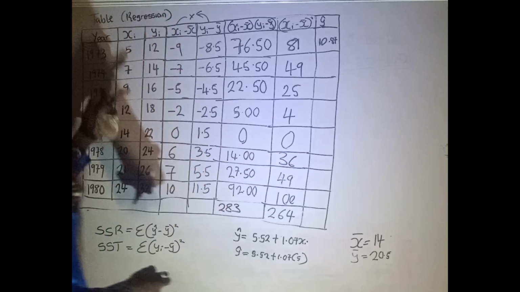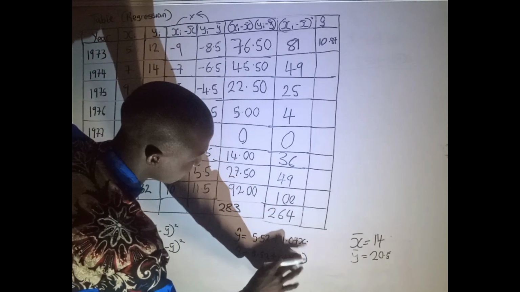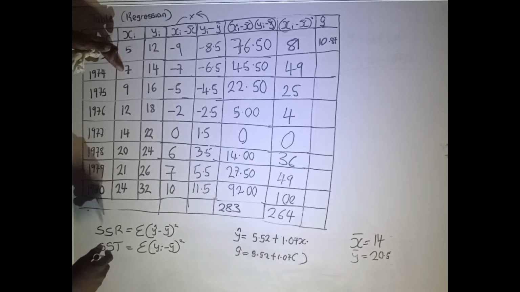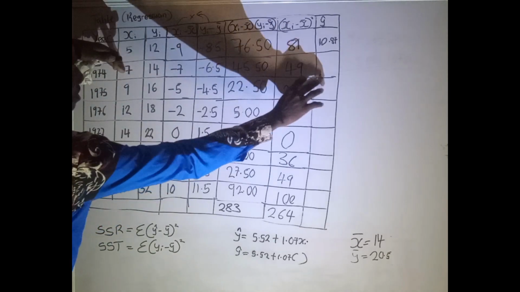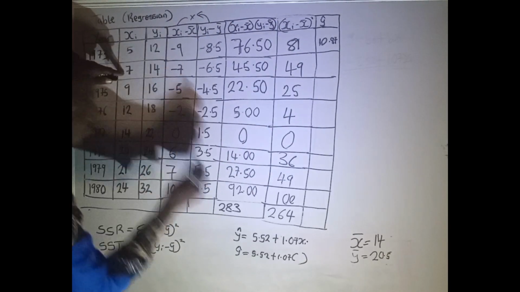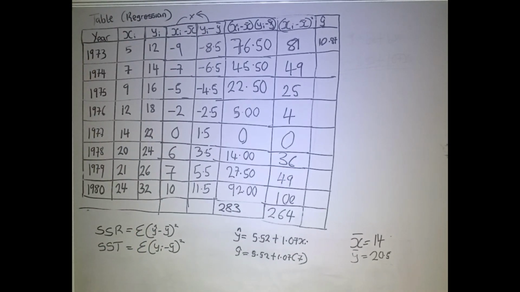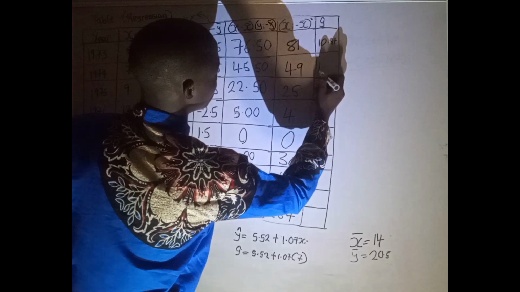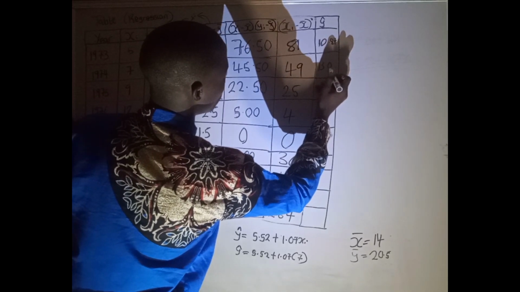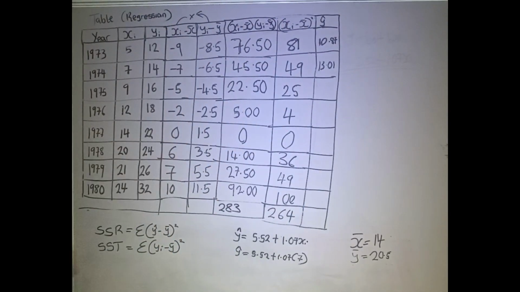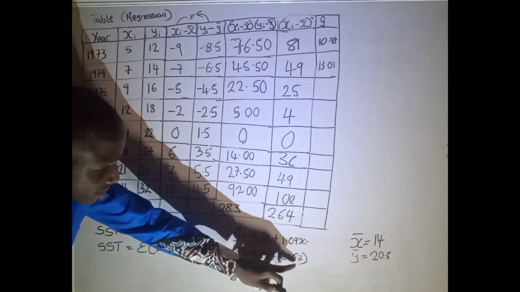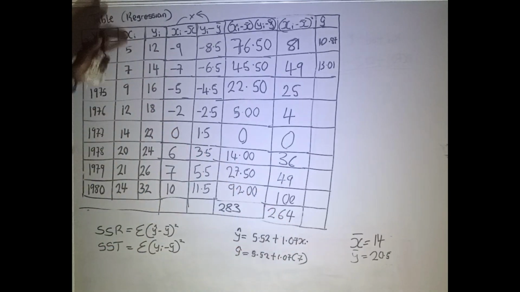For the next cell, instead of substituting 5 here, I'll come back to my column of x, which is 7. For the next cell, the value of xi is 7. And when you substitute 7 in that place, the value will be 13.01. So for this cell, I'm going to be having 13.01. Please, I'm only substituting xi because this is the column for my xi.